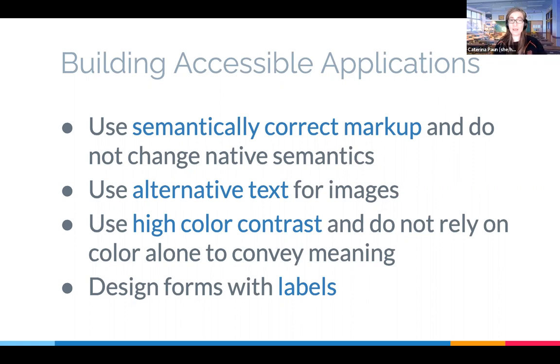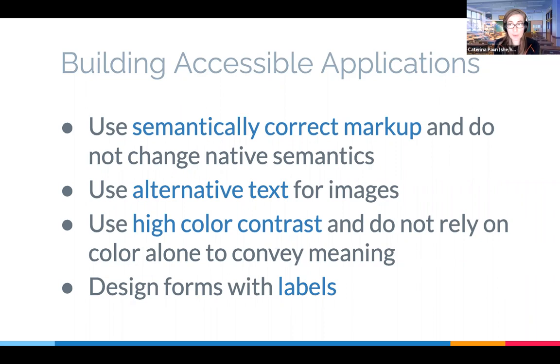And so one, using semantically correct markup and not changing native semantics. Semantics refers to the meaning associated with specific elements. We've had elements such as div, and a div semantically does not actually tell us a whole lot about that specific element, versus another element such as header, which is going to add more semantic meaning. Several new elements were introduced as part of HTML5, specifically to add semantics to our HTML elements. Elements also come with native semantics, and it's important to use those elements properly and also to not change native semantics.